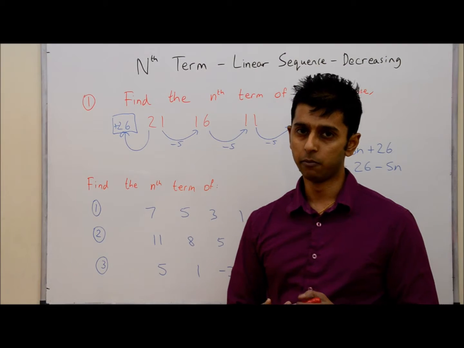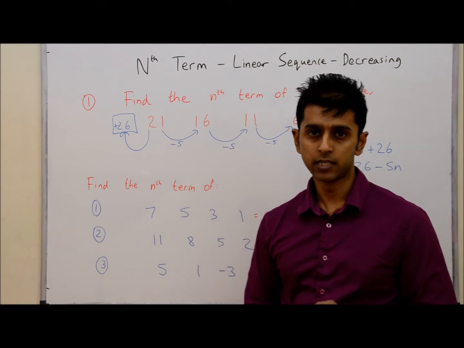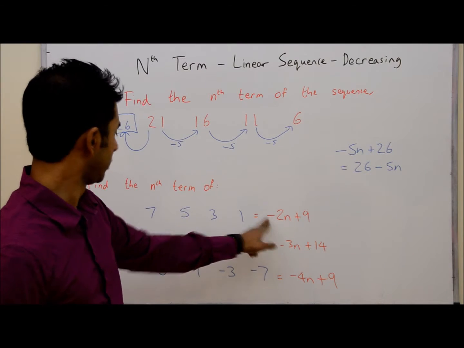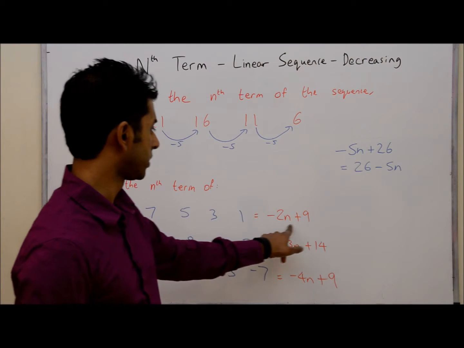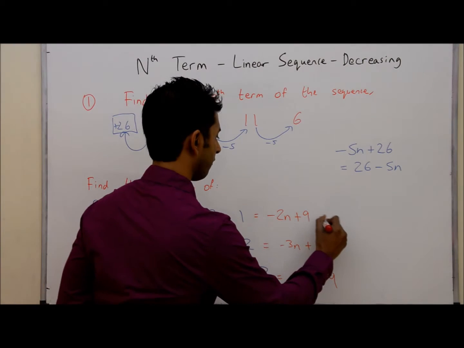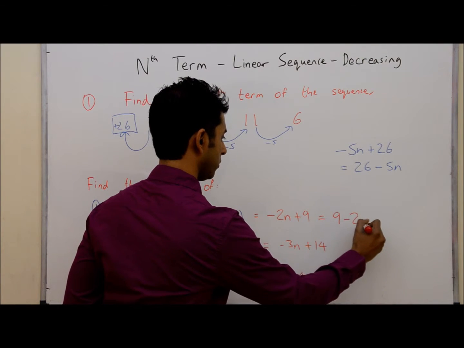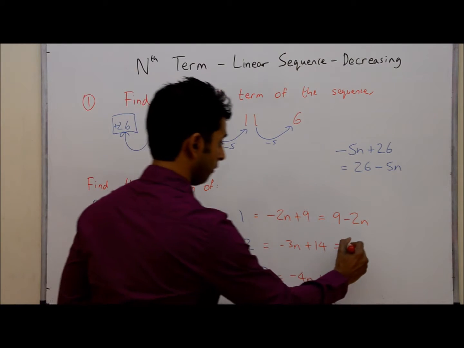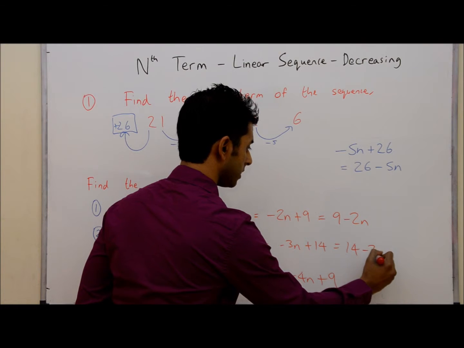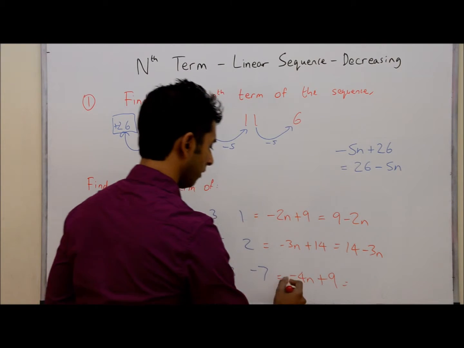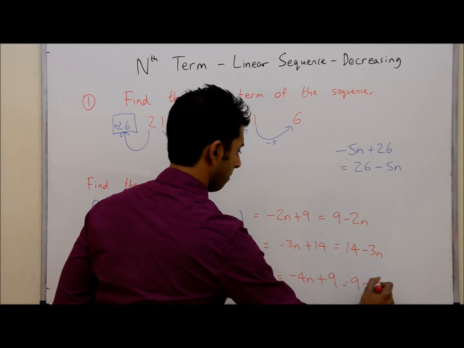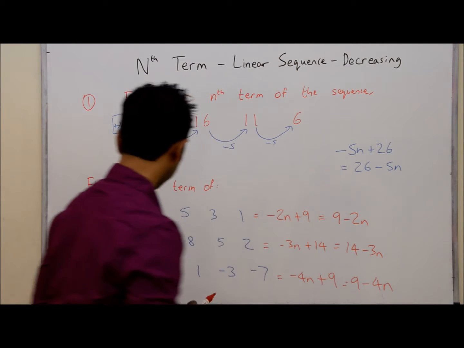I hope you managed to do them okay. Let's compare answers and see how you got on. So the first one, we're going down by 2 and the number before this would be 9. So it's minus 2n plus 9, or if you prefer, 9 minus 2n. The second one was minus 3n plus 14, or if you prefer, 14 minus 3n. And the final one, minus 4n plus 9, which can be written as 9 minus 4n.